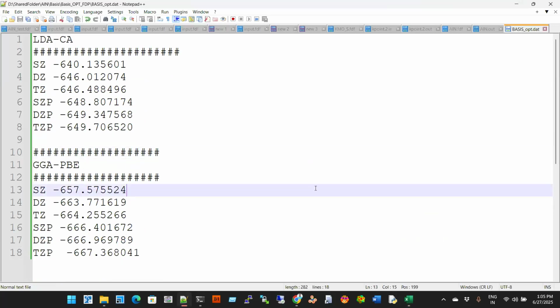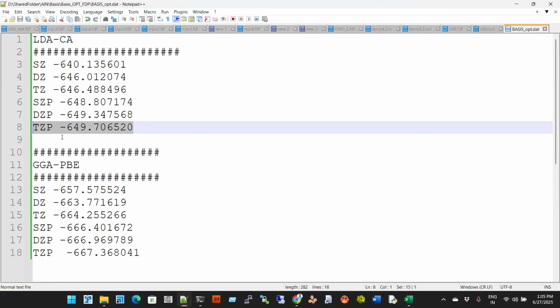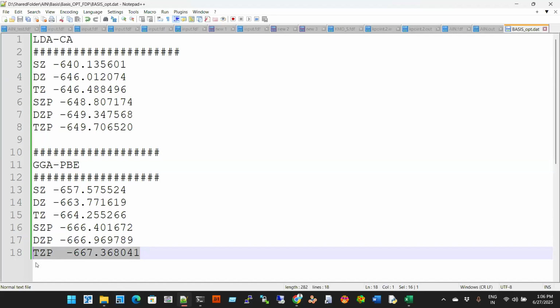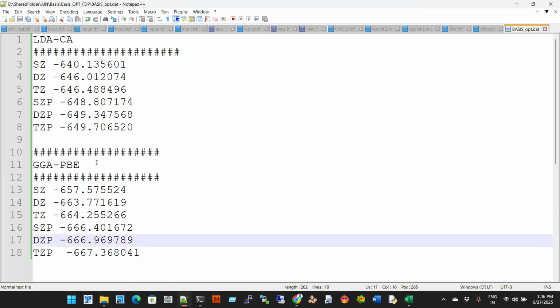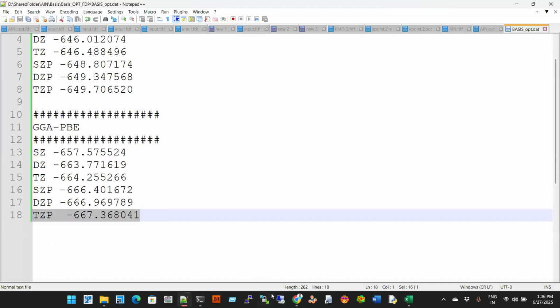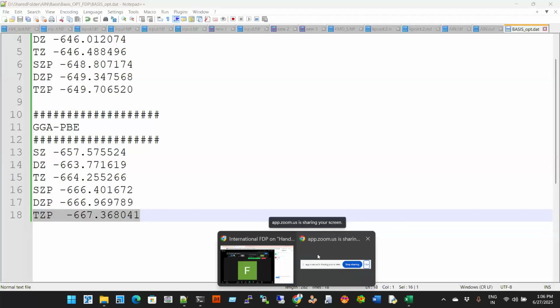Let's make a comparison. For LDA-CA, the total energy is lowest for TZP, and for GGA-PBE, the lowest energy is also for TZP. But in comparison to LDA-CA, GGA-PBE has a lower energy value, so we can conclude that GGA-PBE with TZP is the best one. Dr. Imran has sent very rigorous and extensive calculations, and we can change PBE to RPBE and make further calculations as well.